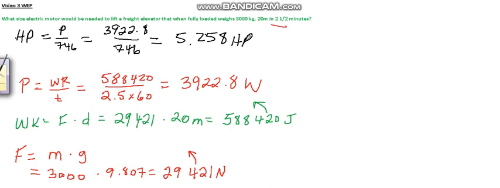Realistically, you're not going to get a 5.25 horsepower motor. You would get a 5.5 horsepower motor, or perhaps a 6 horsepower motor, in order to factor in a little bit of leeway there. Anyway, that's how you do that.